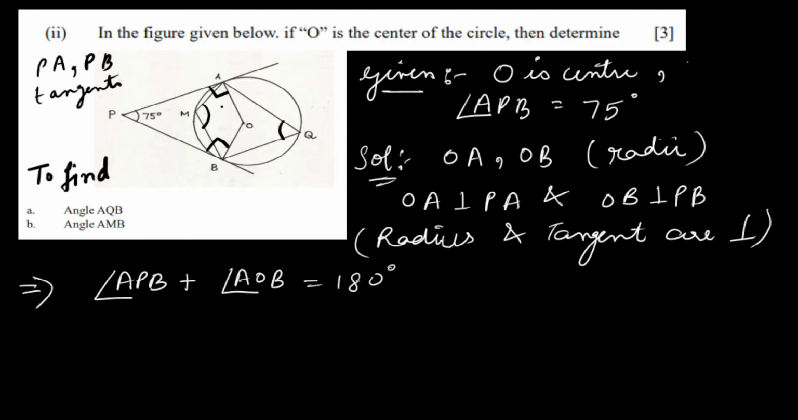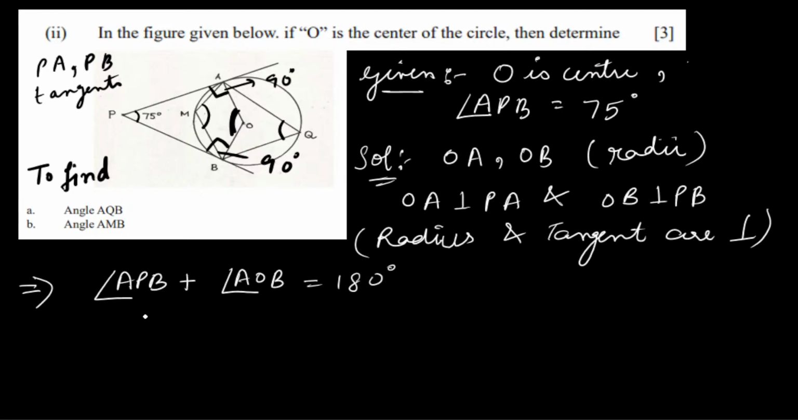Why? Because it's a quadrilateral. If these two angles are 90 and 90, that means they are supplementary. Earlier also we have done this type of angles. The angle between the radii and the angle between the tangents are supplementary, that means their sum is 180 degrees. Or if you want, you can take the full quadrilateral and take the sum as 360 degrees. Either way you can do.